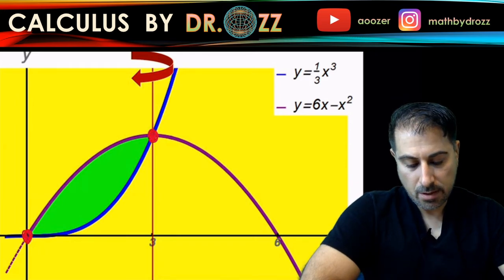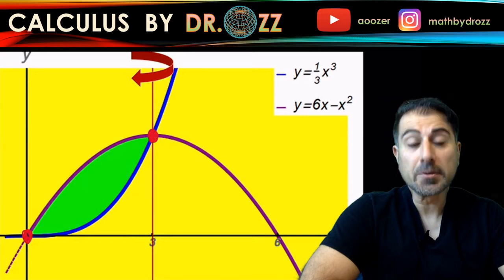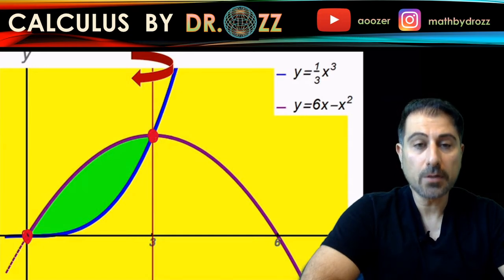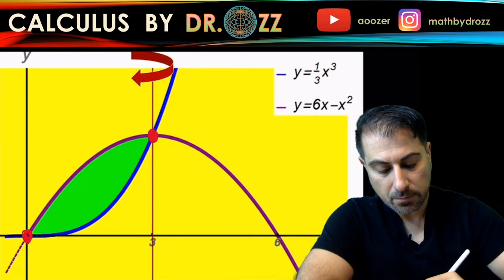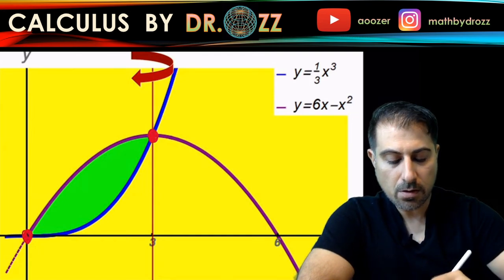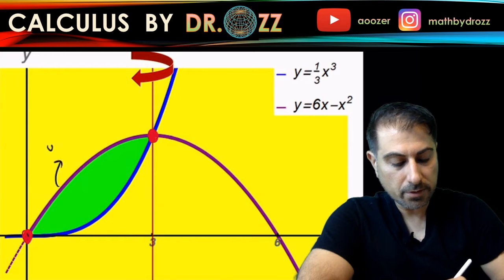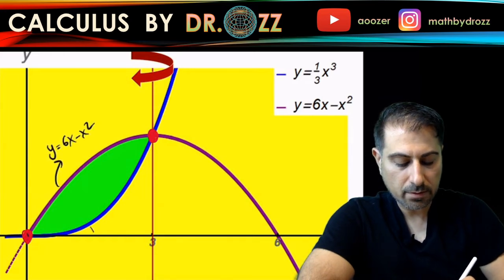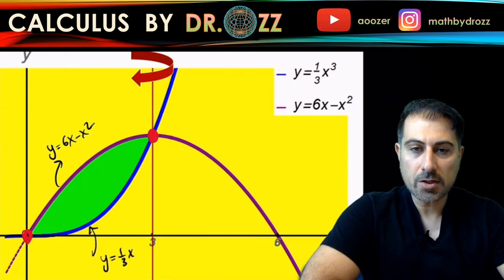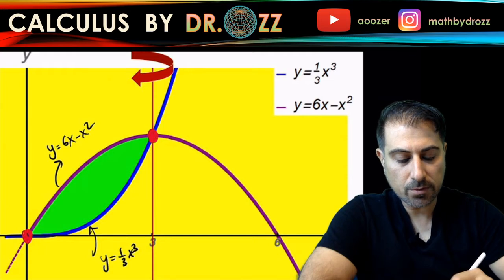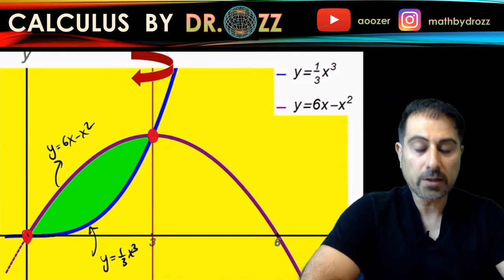The bounded region is the green region. At the top you have the purple curve, which is the quadratic, and the blue curve here is the cubic. We are going to revolve this region about the vertical line x equals 3.